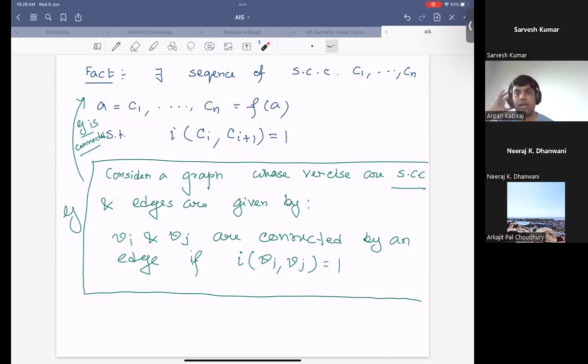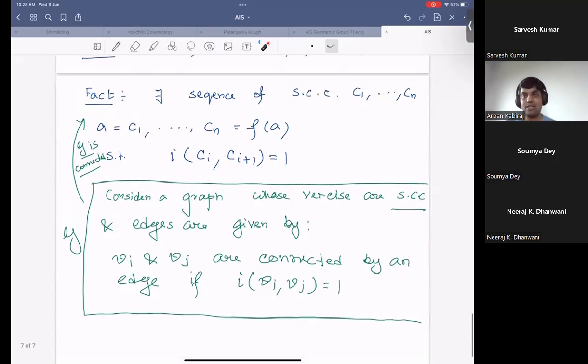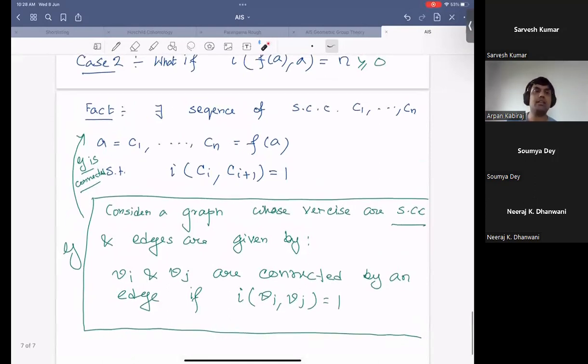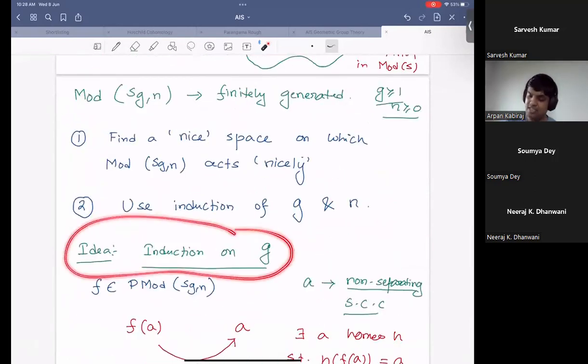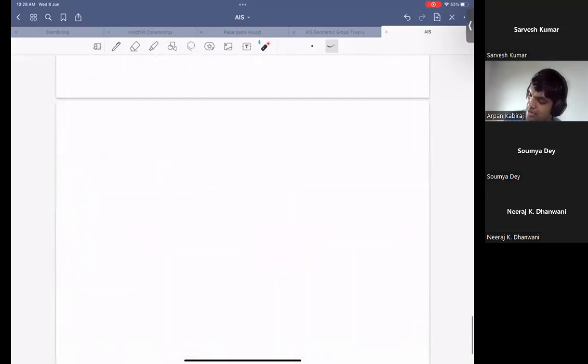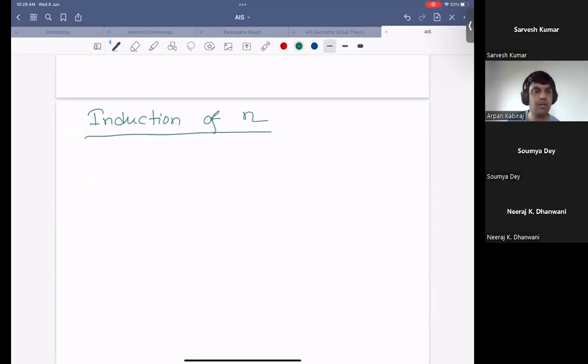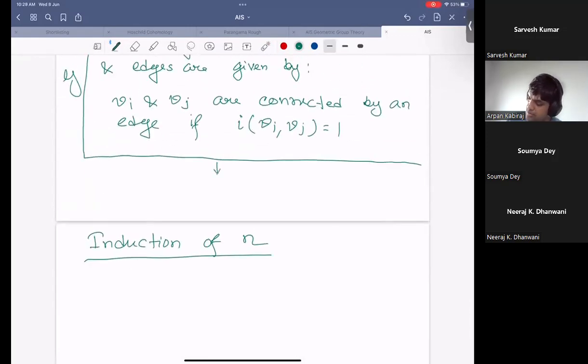Okay. So now this is just to motivate you for what is coming next. This is the first part, which is telling us that we have to consider a graph whose vertices are classes of simple closed curves and edges are defined by some sort of intersection relation. So this is about induction on genus G. The next step is induction on N. So this motivates us to consider the curve complex, and I will introduce what the curve complex is. This is the first motivation.